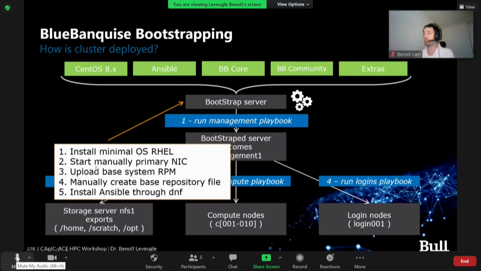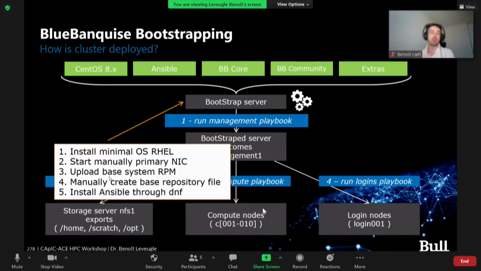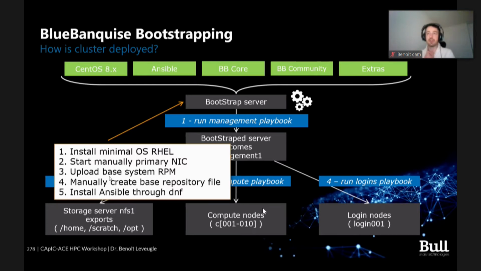Then we start with bringing up the main network interface. It's what we did. You upload your repository, you create the repository manually, then you install Ansible. So that is, I would say, the manual part. You need to do it manually. It's always like that. It cannot be optimized.